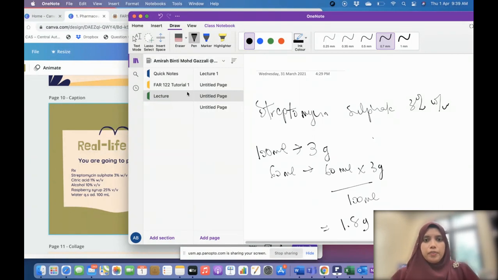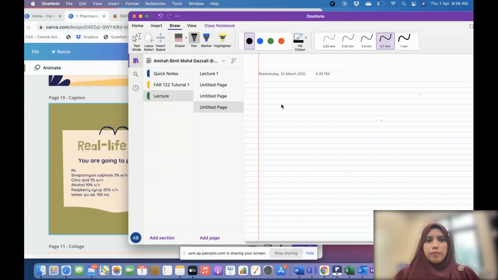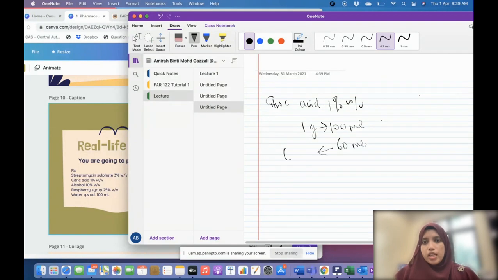Okay. So the next ingredient is the citric acid. So how much citric acid is needed? According to the formula, citric acid should be 1%. So it means that 1 gram in each 100 ml. So if you need to prepare 60 ml, it should be 60 ml times 1 gram over 100 ml, and you should get 0.6 gram. Okay, so this would be for citric acid.